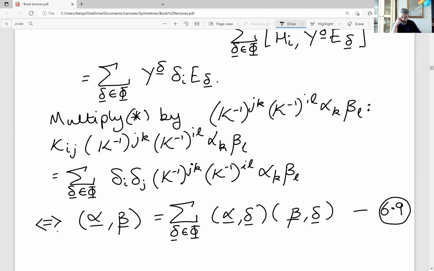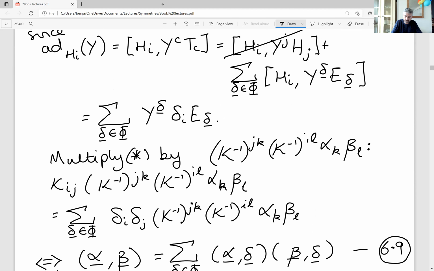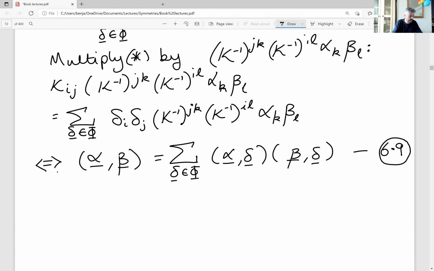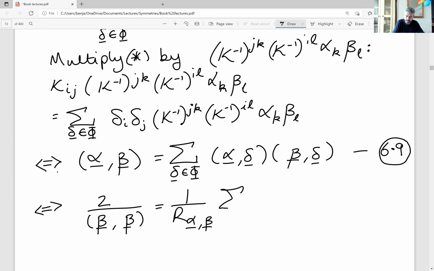Now, I just want to substitute in for what we defined as R alpha beta above. So I'm going to substitute that into this equation. And moving some factors around, we're going to get 2 over (beta, beta) is 1 over R alpha comma beta, that's the sum over delta in the root set of R alpha comma delta times R beta comma delta.